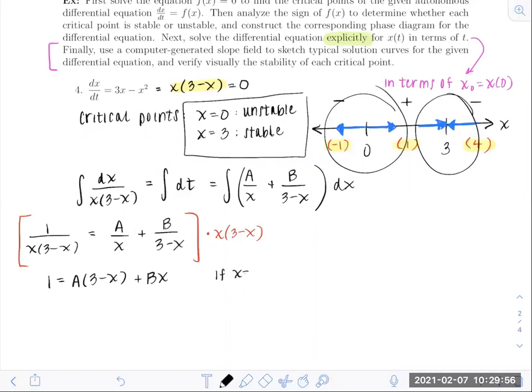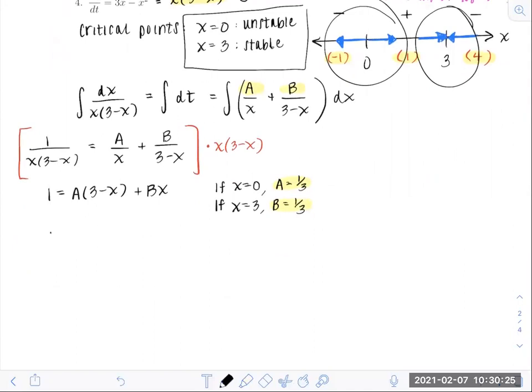So if x equals 0, what happens? The B term drops out and we get 1 equals 3A. So A equals 1/3. And if x equals 3, the A term drops out and 1 equals 3B, or B equals 1/3. So now we want to take those two values and plug them in up top. So I'm going to pull those 1/3s out front and we get 1/3 of (1 over x plus 1 over 3 minus x) dx equals the integral of dt.